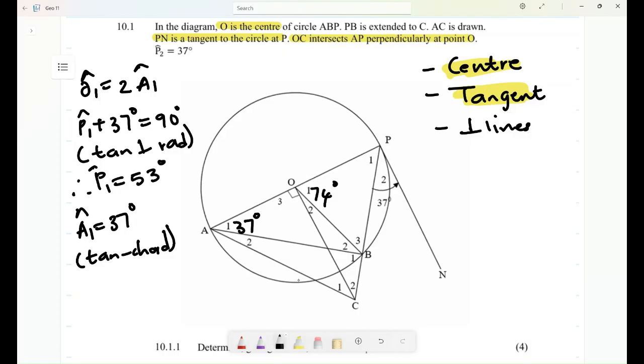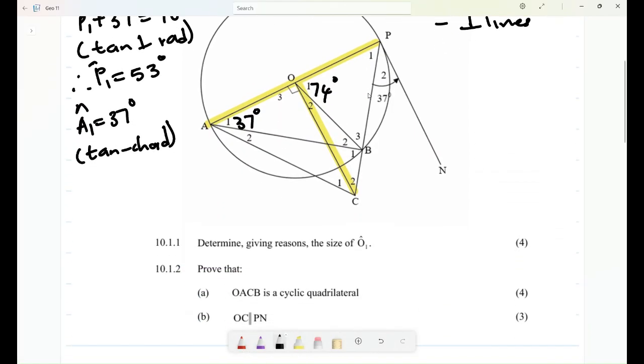Let me see another thing. Oh, perpendicular lines. I'm already given that this is equal to 90. Therefore, I know this is also equal to 90 here. So it means angle O2 here is equal to 90 minus 74. This one is just perpendicular lines. 90 minus 74, which is equal to 16.